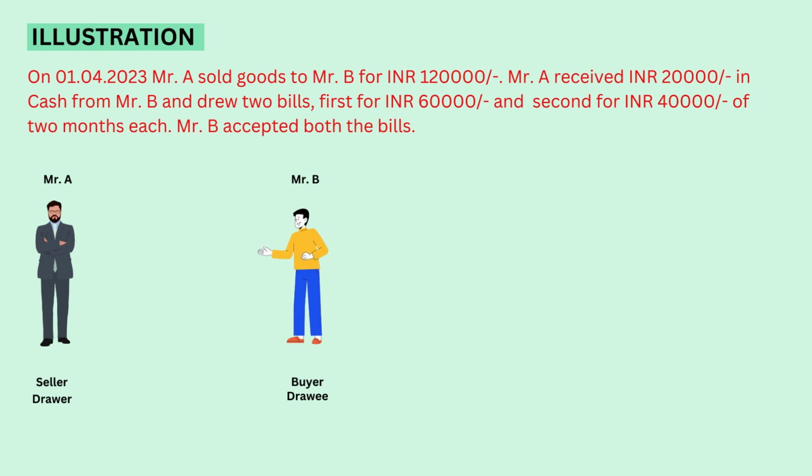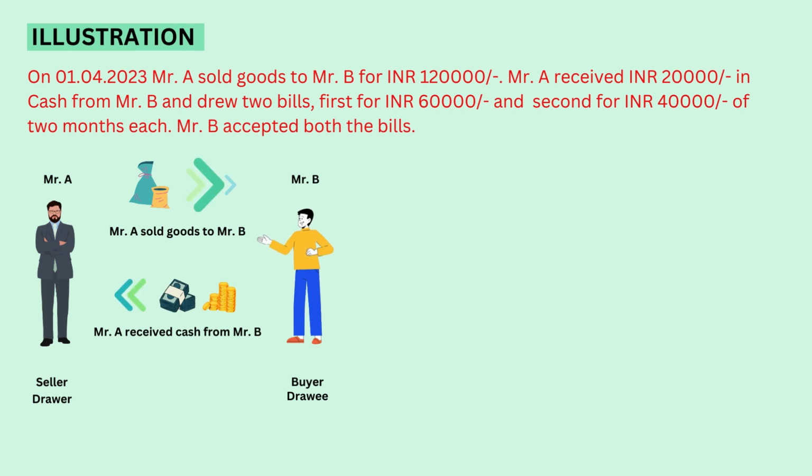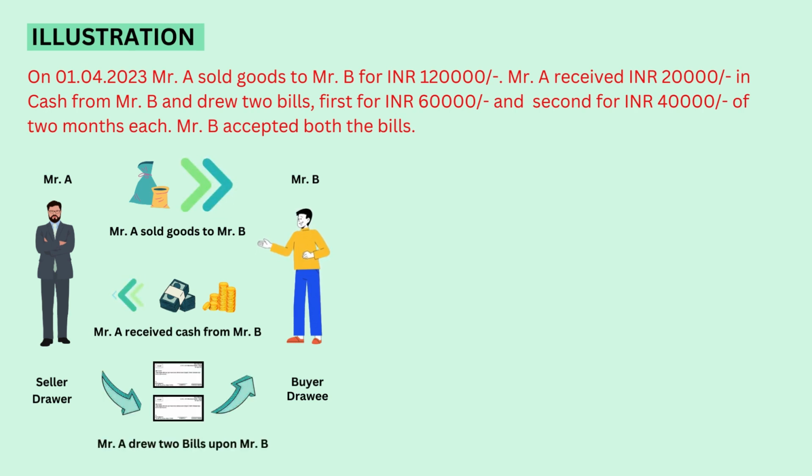Now let's understand the problem. Mr. A sold goods to Mr. B for Rs 1,20,000. And against this, Mr. A received Rs 20,000 in cash from Mr. B and drew two bills, first for Rs 60,000 and second for Rs 40,000 of 2 months each. Mr. B accepted both the bills.